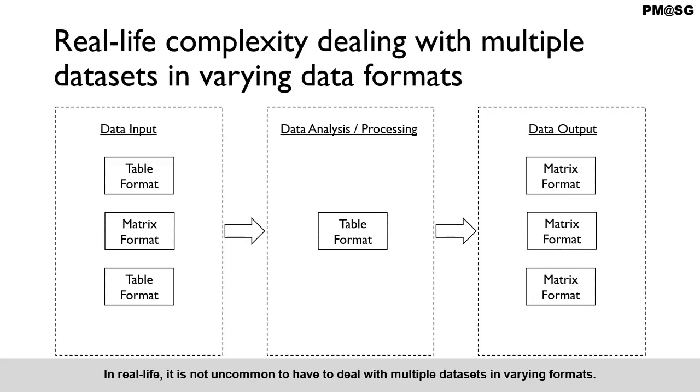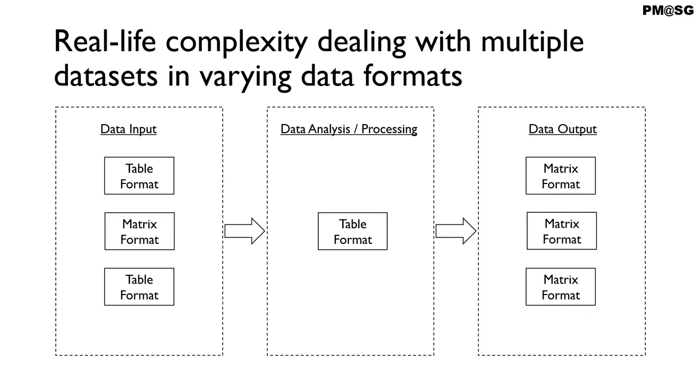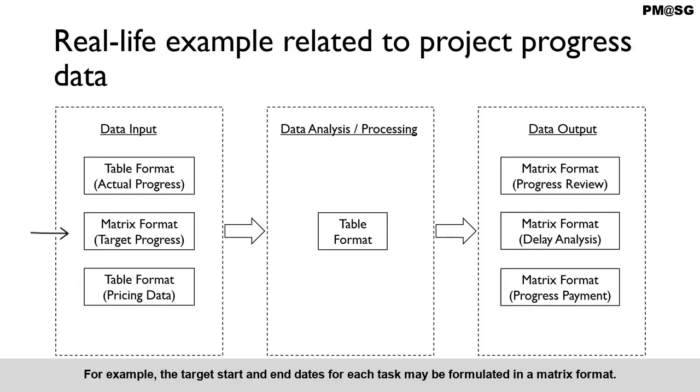In real life, it is not uncommon to have to deal with multiple datasets in varying formats. The same set of processed data can also be used to extract multiple outputs to serve different purposes in differing matrix formats. For example, the target start and end dates for each task may be formulated in a matrix format. The actual start and end dates may be in table format as these data are downloaded from some field mobile application used on site. The cost data from the schedule of prices from the quantity surveyor is in table format. The various datasets are all combined into a larger table format for analysis and processing.